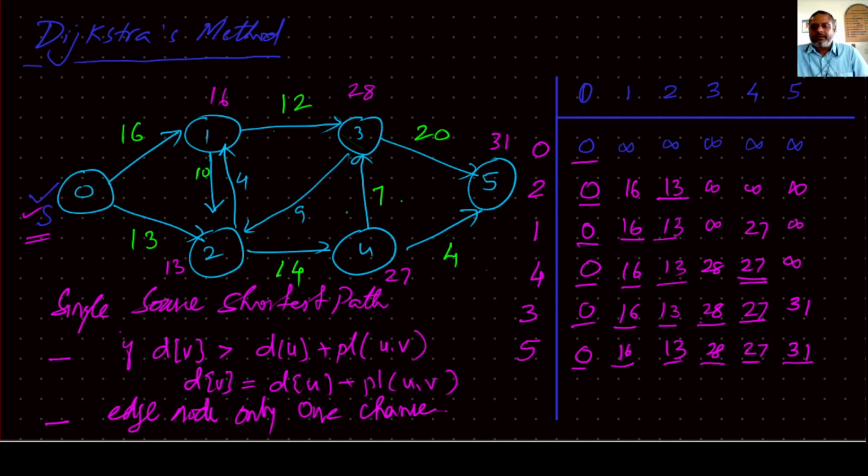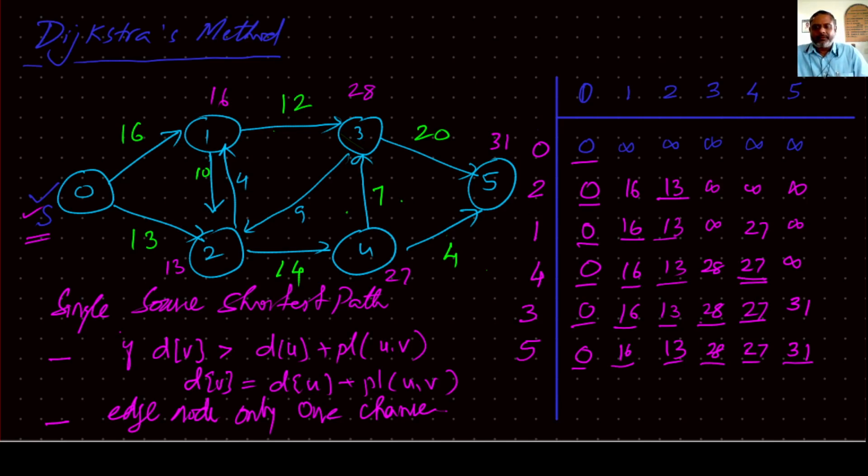So that's a thing, because this Dijkstra's algorithm was mainly devised for distances, so there can't be any negative distances, and hence it was assumed that all the weights are positive.